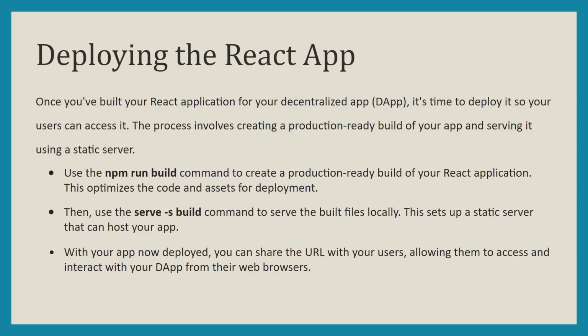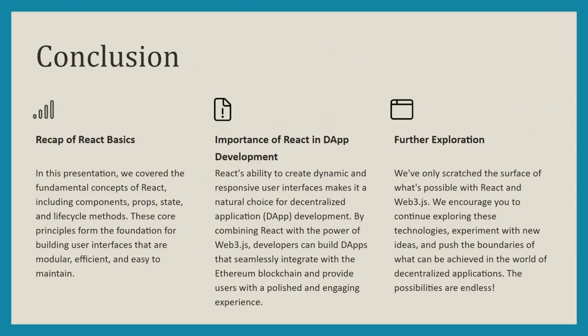So we use the npm run build command to create a production ready build of our React application. This optimizes the code and assets for deployment. Then we use the serve -s build command to serve the build files locally. This sets up a static server that can host our app. With our app now deployed, you can share the URL with your users, allowing them to access and interact with your app from their web browsers.